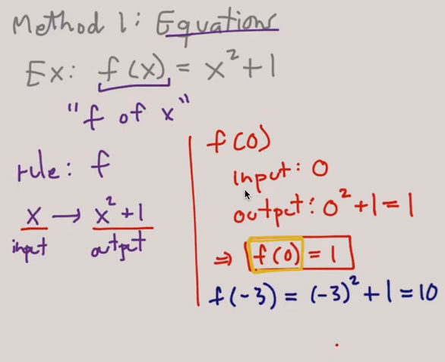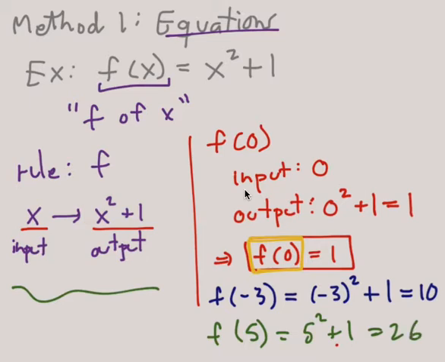If I wanted to do f of 5, that means 5 is the input. So I use my rule right over here. I take that 5, square it, and add 1. 5 squared is 5 times 5, which is 25, and add that 1 to get a value of 26. Okay, so method 1 of evaluating functions is by using an equation, and the equation tells you the rule.